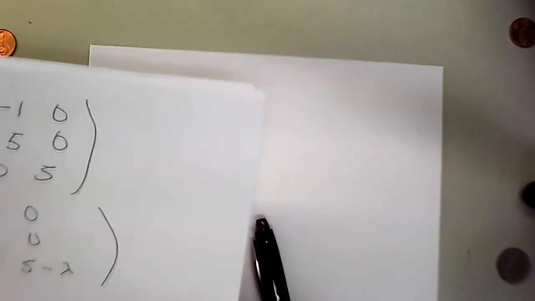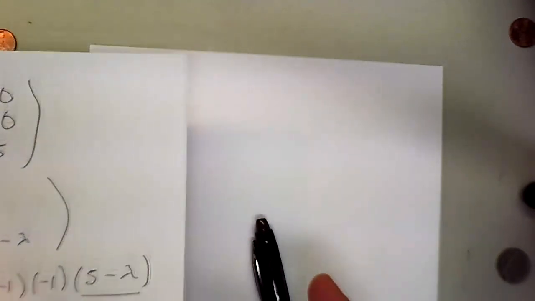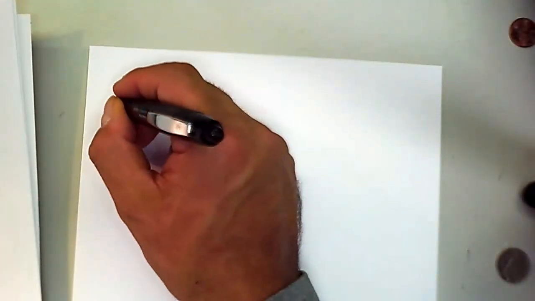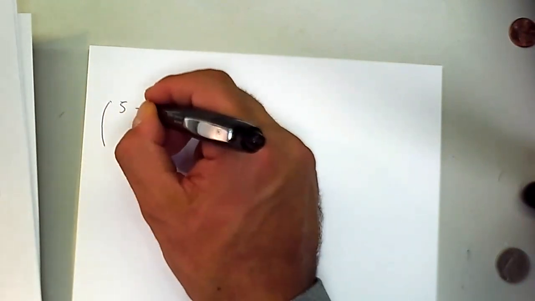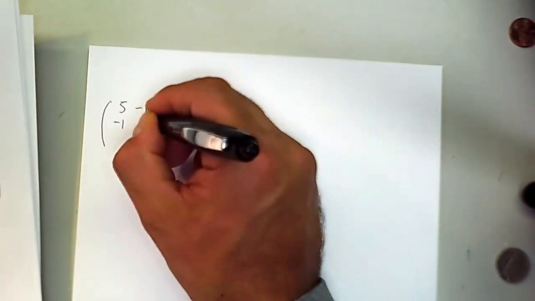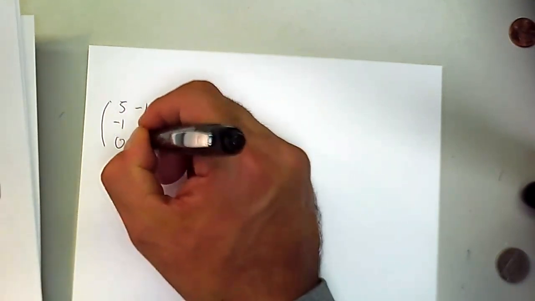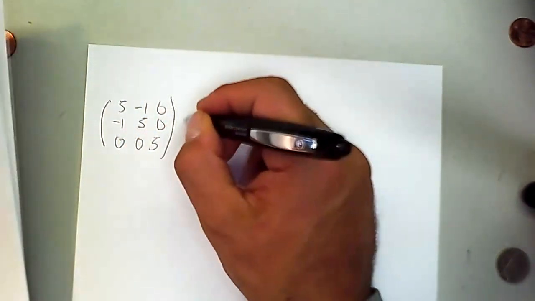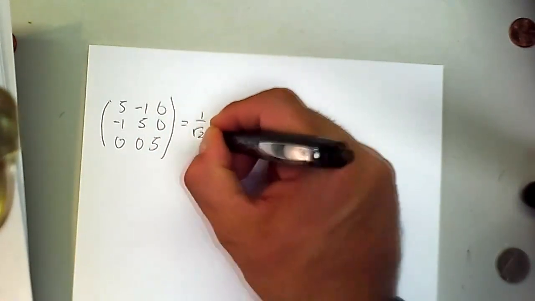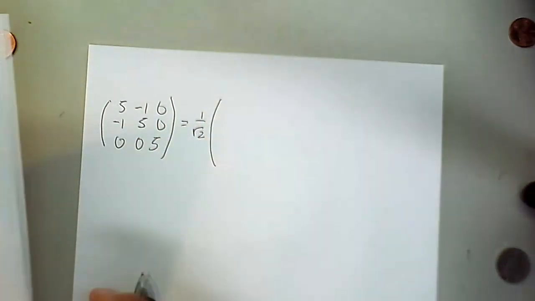So the Y and the Y transpose are going to be the same thing as the Y and the Y inverse. But I was going to say something else. Yeah, I'm going to say it at the end. Okay, so 5, -1, 0, -1, 5, 0, 0, 0, 5 equals 1 over the square root of 2, only because it's nicer. It's going to look a little better.